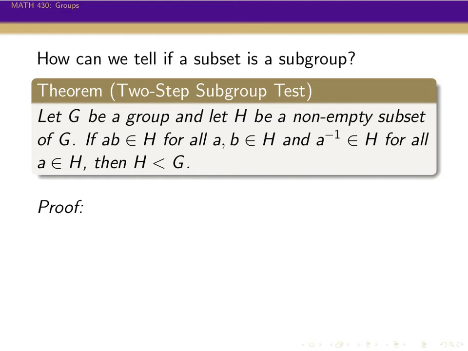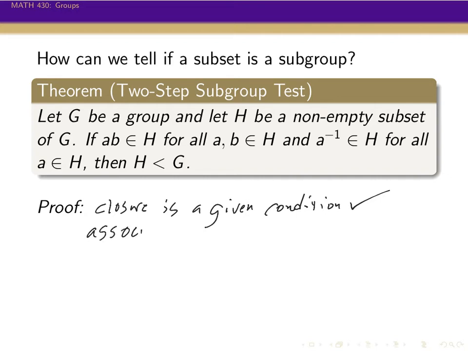So for the proof, we're just going to show that if it fulfills these two, then it's going to fulfill all the rest of them. So notice that we are saying that it satisfies closure, and so closure is a given condition. So it's done. Associativity is given from the fact that G is a group.